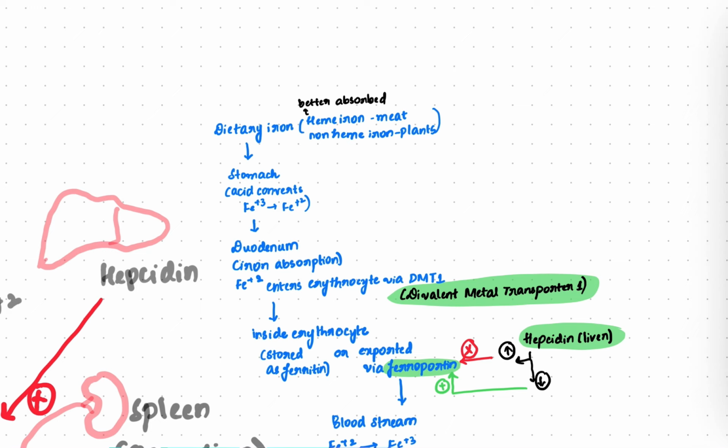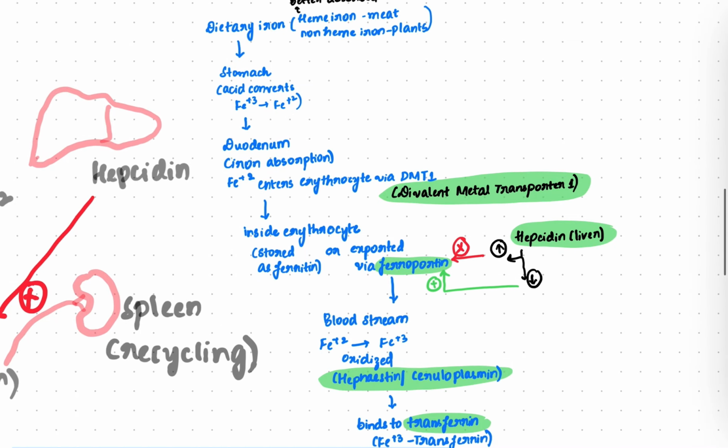After entering the erythrocyte, inside the erythrocyte it will have two options. It can be either stored as ferritin or it can be exported. The exporting takes place by ferroportin. This ferroportin will help this absorbed ferrous form of iron to enter the bloodstream.